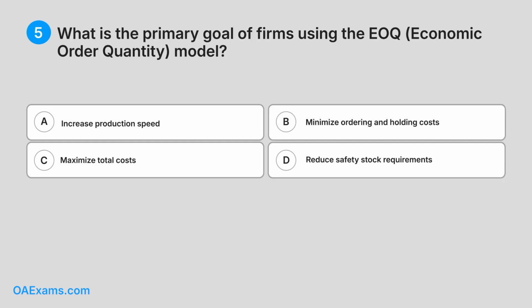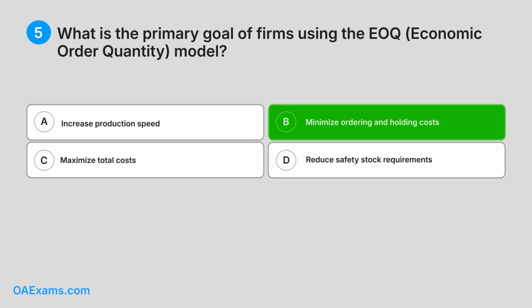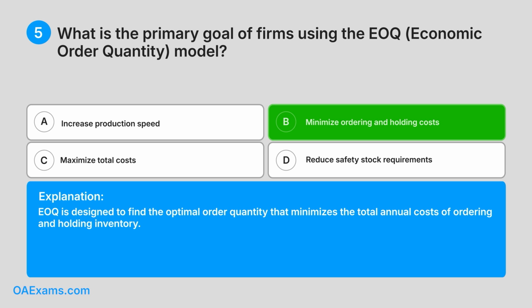5. What is the primary goal of firms using the EOQ, Economic Order Quantity model? A. Increase production speed. B. Minimize ordering and holding costs. C. Maximize total costs. D. Reduce safety stock requirements. Do you know the answer? Correct answer: B. Minimize ordering and holding costs. Explanation: EOQ is designed to find the optimal order quantity that minimizes the total annual costs of ordering and holding inventory.